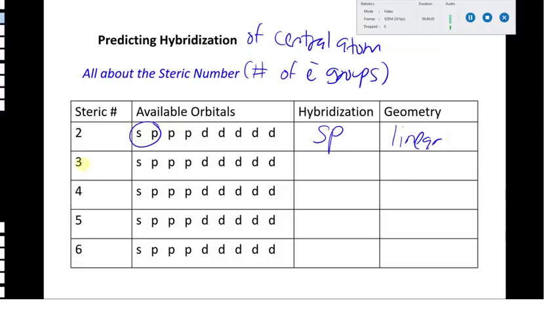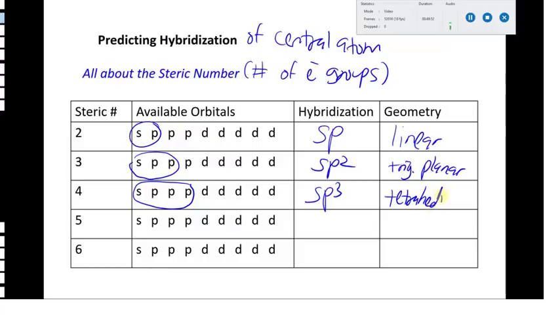If the steric number is 3, we have to hybridize the first 3 orbitals, 1 s and now 2 p's. So that becomes sp2, and that's a trigonal planar arrangement. Steric number of 4, either AX4, AX3E, AX2E2, we need to hybridize 4 orbitals. So we take the s and all 3 p orbitals, and that gives us sp3. Tetrahedral would be the arrangement of those orbitals.